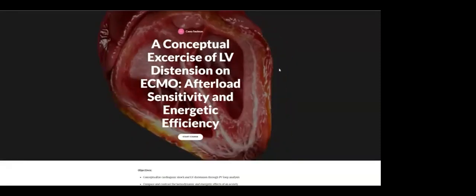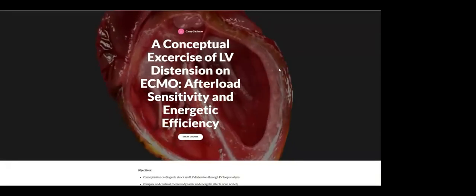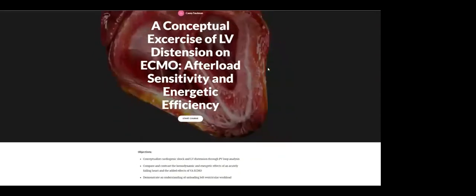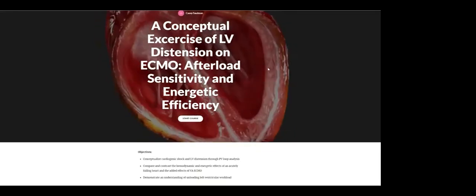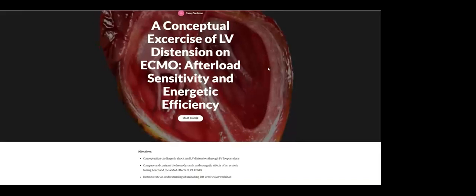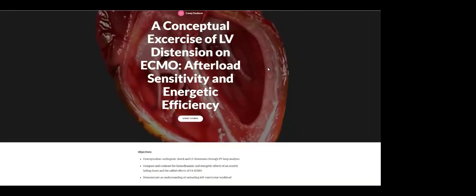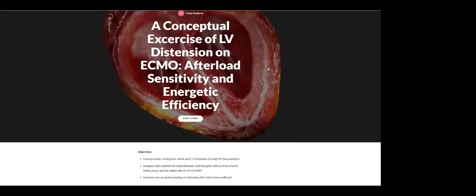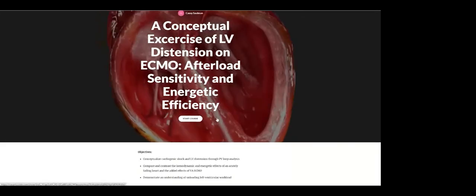So for this presentation, we'll be looking at a conceptual exercise of LV distension on ECMO, looking at afterload sensitivity and energetic efficiency. So some of the objectives of this discussion: we want to conceptualize cardiogenic shock and LV distension through pressure volume loop analysis. We want to compare and contrast the hemodynamic and energetic effects of an acutely failing heart and the added effects of VA ECMO. And we want to demonstrate an understanding of unloading left ventricular workload.